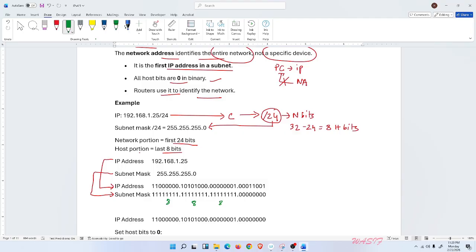There is another formula as well. The other formula is, as long as you can see 1 in the subnet mask, that means that's the network portion. The time you see it starts with zeros, that's the host portion. Okay, now I will show you something.